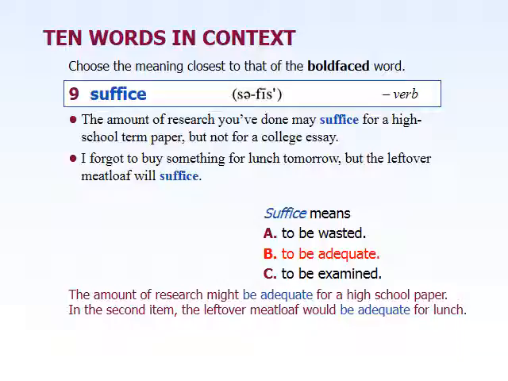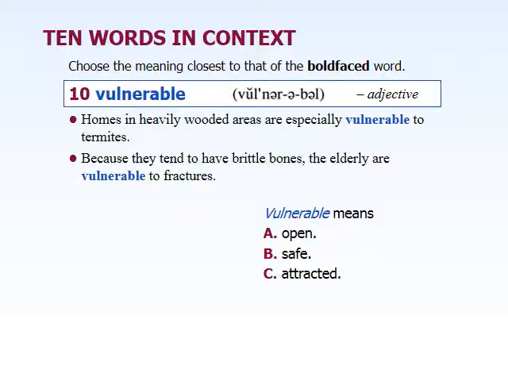So in the first example, we say doing this certain level of research is good enough in high school, but it's not good enough in college. So it's good for that level, but not for the higher level. In the second example, saying leftover meatloaf will suffice, this is a meal that isn't going to be the top lunch that the person wants, but it's good enough. It's good enough for the certain situation.